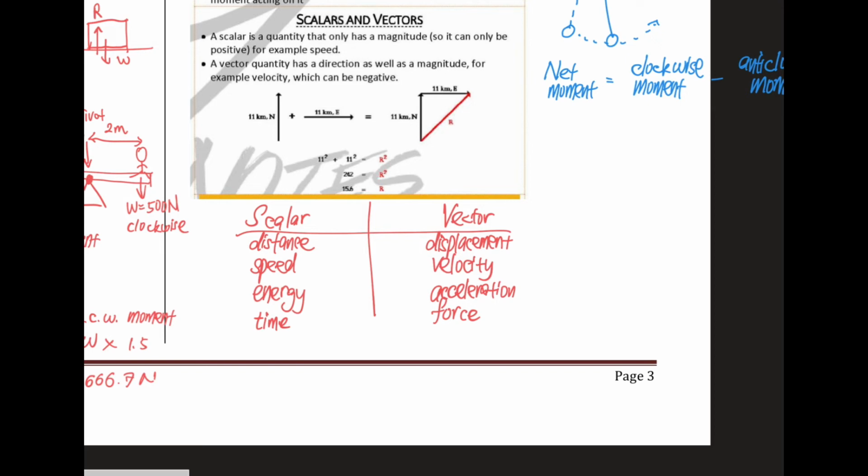Okay, now let's see. You see the example here. 11 km north, 11 km east. So you want to find out the resultant.